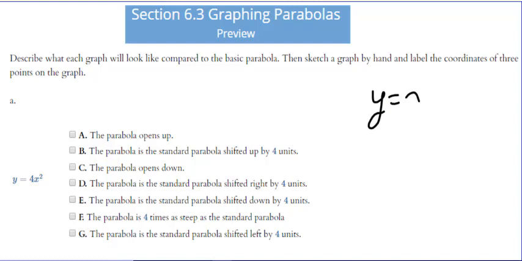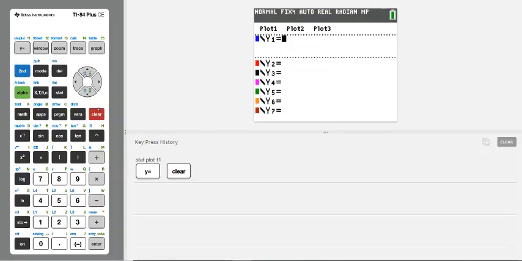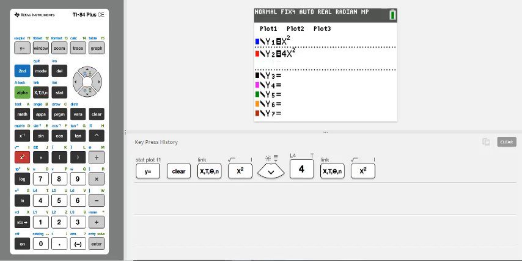So the first thing we're going to do is graph y equals x squared, and then compare it to the transformation that they're wanting. First things first, let's go get a calculator. Let's go y equals, clear there. I'm going to do the basic x squared as y1, and that's the one that we'll have throughout all these, looking back at what effect the new equation is having on the basic quadratic. So there we go.